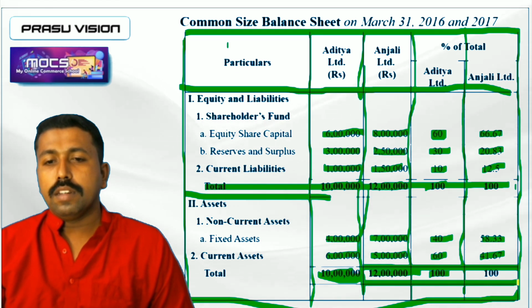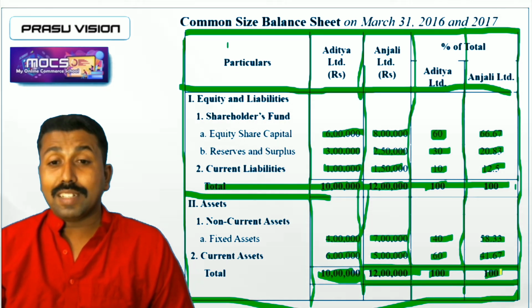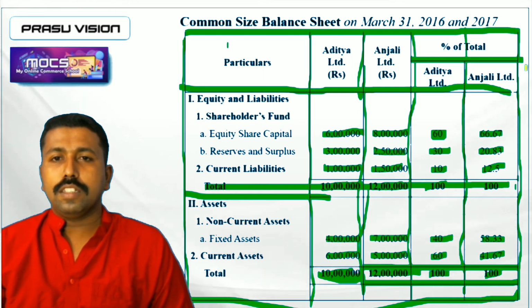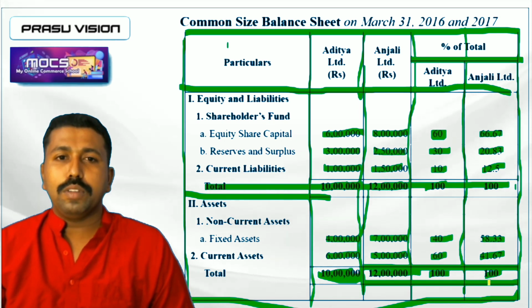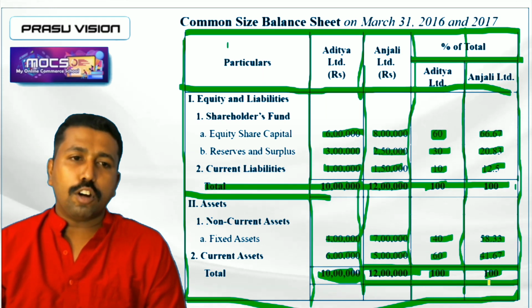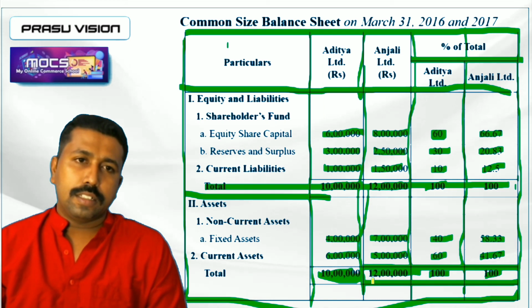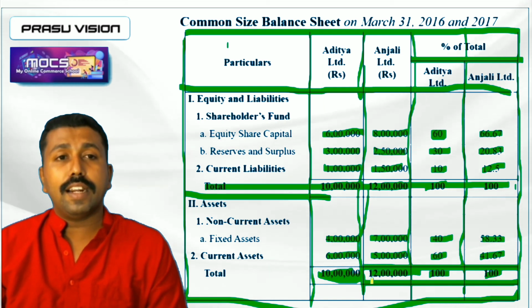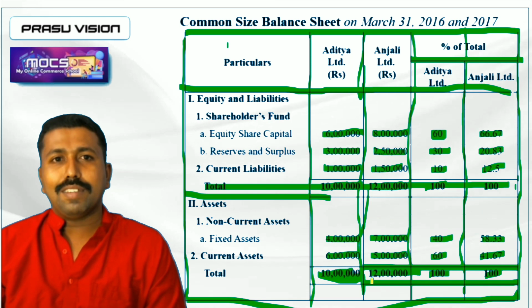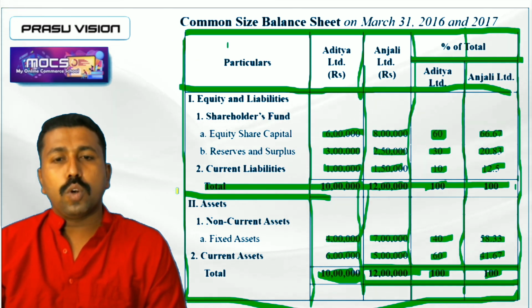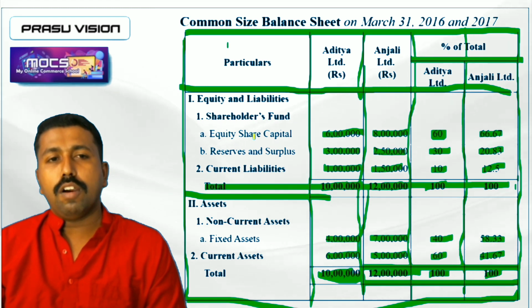And remember, for each total, the percentage will be 100. Remember how we find the percentages: by taking the total of equity and liability, or the total of assets. So that is how we prepare the common size statement of the balance sheet. You have to do more problems at home to learn more and remember for a long time.